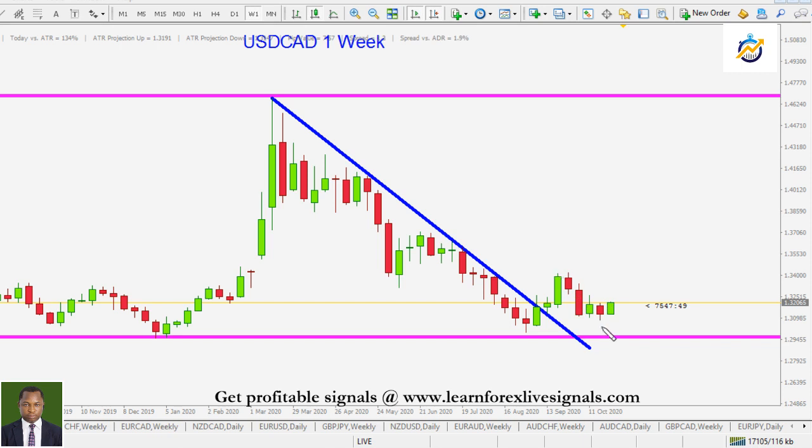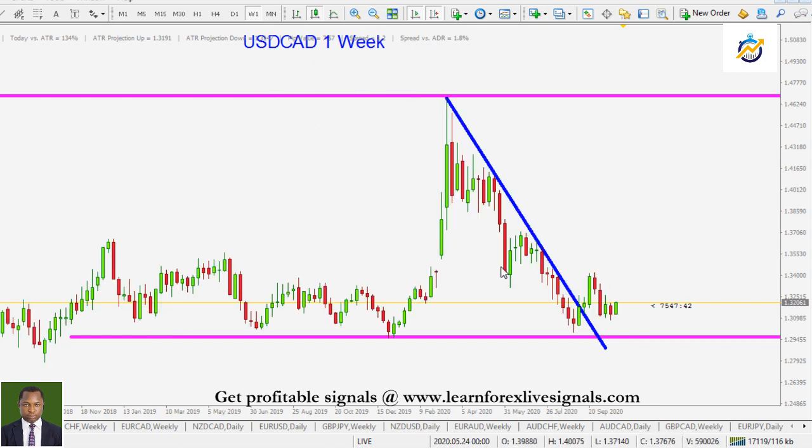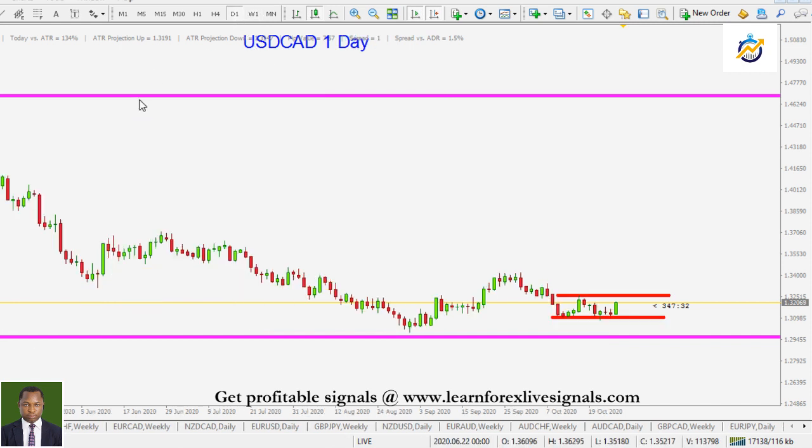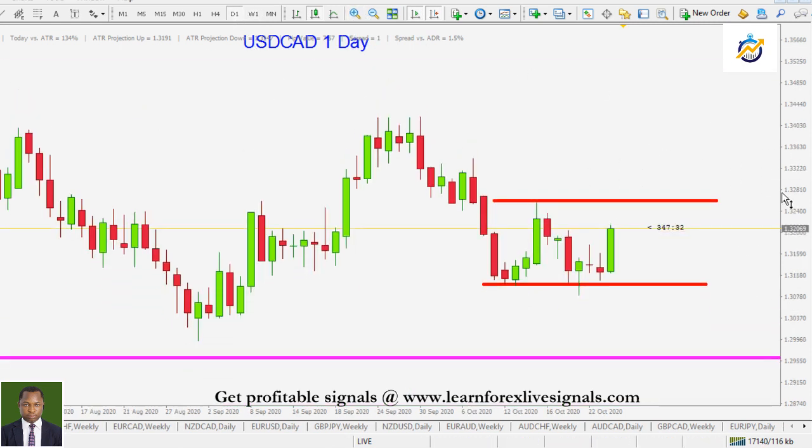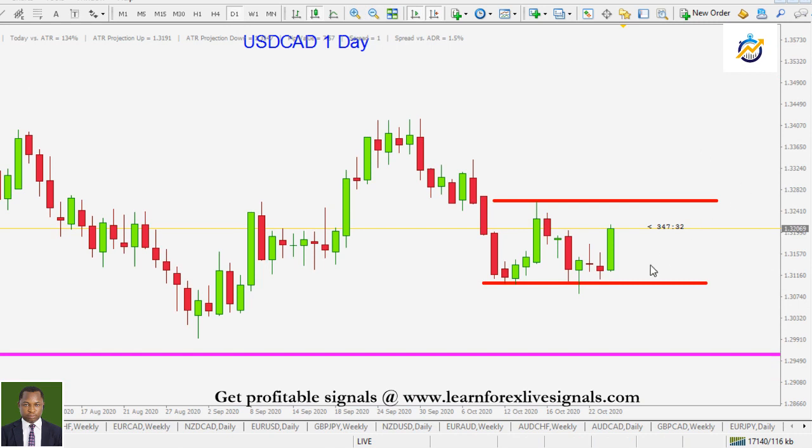But for the last few weeks, you can see price was in a very low volume market for two whole weeks. The current week seems to be having some momentum right there. So the bias for the American dollar against the Canadian dollar for us is to the upside, and we'll keep searching for long opportunities.